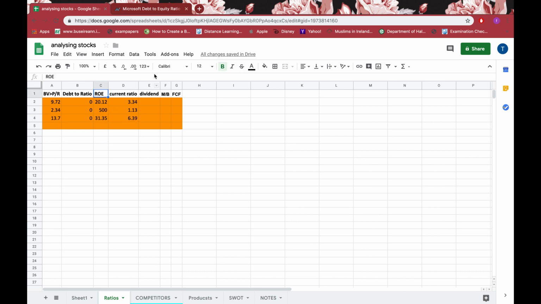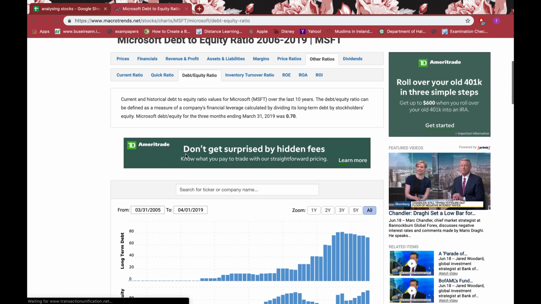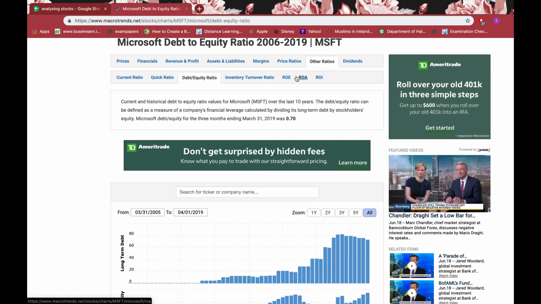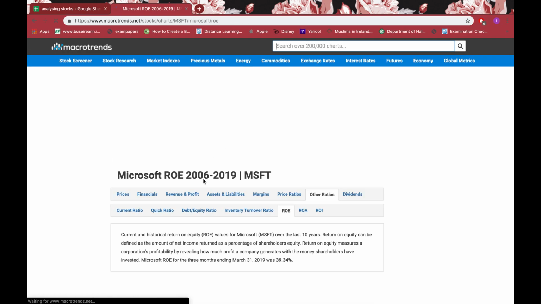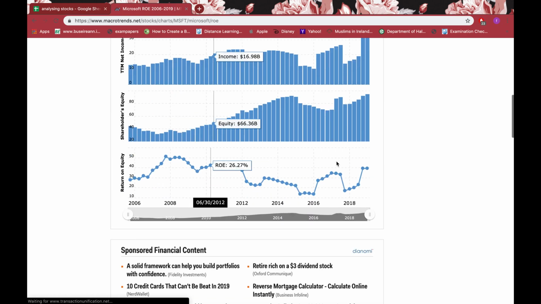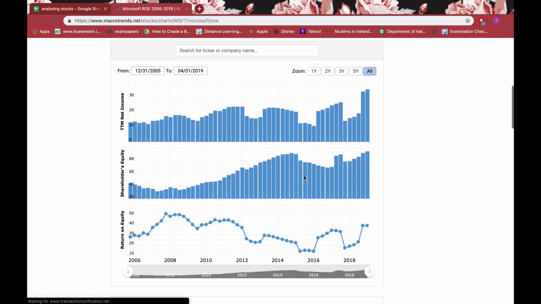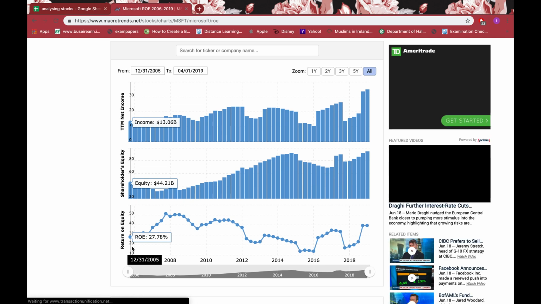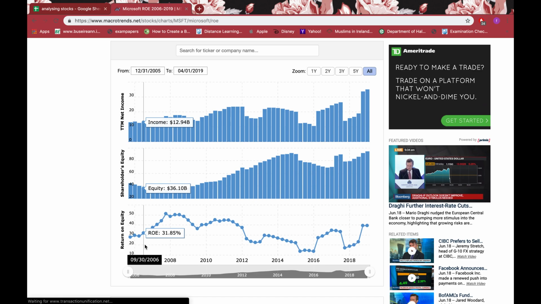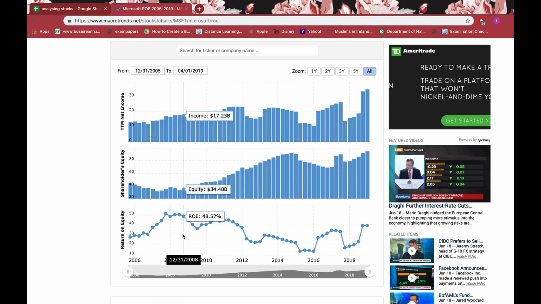Then there is return on equity. If I go to other ratios, I click return on equity. If I go down, I can see the ratios here, and in 2005 it is 27.78%. Return on equity means the return you're getting when you're investing: the shareholder is putting money in the firm, and what return they are getting. So the income, or the return, for that money.